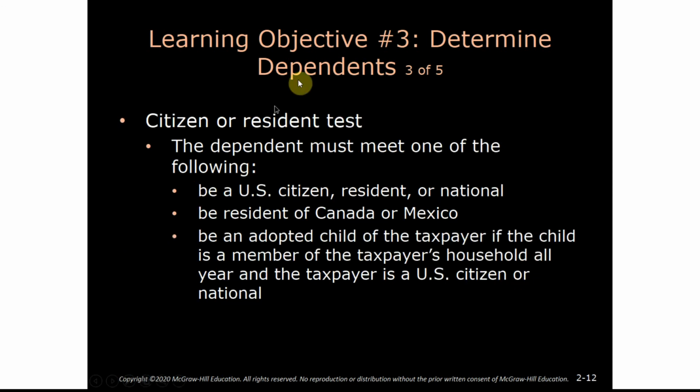Citizen or resident test: the dependent must meet one of the following. So in order to claim someone as a dependent, they have to be a U.S. citizen, resident, or national, or they could be a resident of Canada or Mexico, or they could be an adopted child of the taxpayer if the child is a member of the taxpayer's household all year and the taxpayer is a U.S. citizen or national.